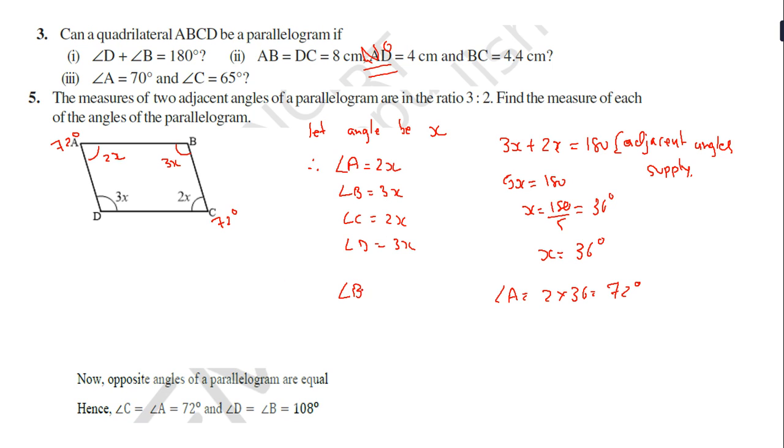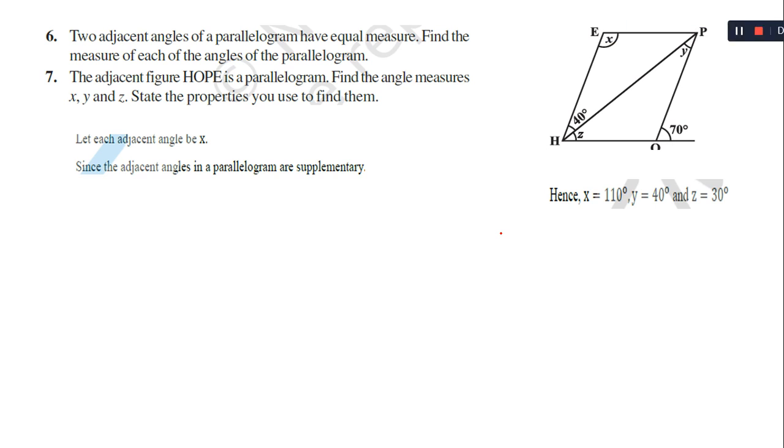Now B is equal to 3 into x. So 3 into 36. That is 108. So here it is 108. Again it is also 108. Now we go for the next question number 6. Two adjacent angles of a parallelogram have equal measure. Find the measure of each of them.